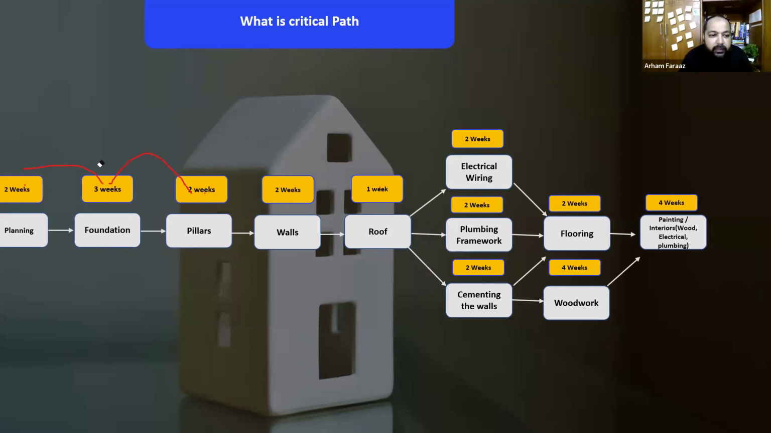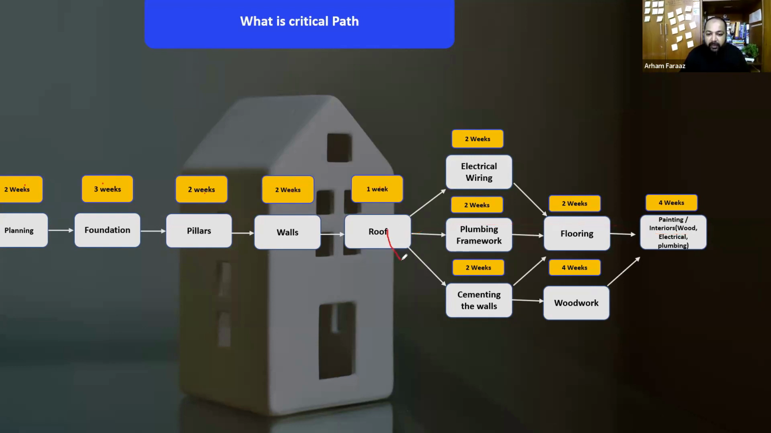Let me just erase that and use a different marker so that you can see. So 2 plus 3, 5, 5 plus 2 is 7, 7 plus 2 is 9, plus 1 is 10. Now, if you go to this path from roof to electrical, 10 plus 2, 12, 12 plus 2, 14, 14 plus 4, 18. So this path says it takes 18 weeks to deliver the project. Now, if you go from here, 10 plus 2 again, 12 plus 2, 14 plus 4, 18. 18 weeks is again the duration.